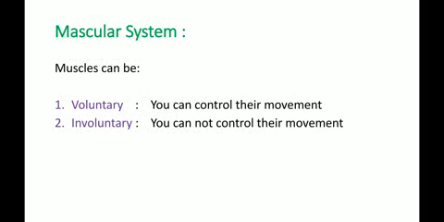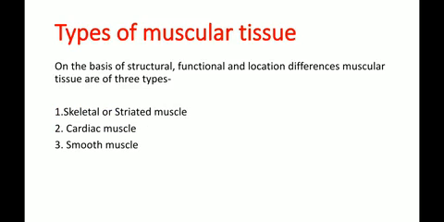Now the muscular system. Muscles can be voluntary or involuntary. In the case of voluntary muscles you can control their movement, but in the case of involuntary muscles you cannot. Types of muscular tissue: on the basis of structural, functional and locational differences, muscular tissue is of mainly three types: skeletal or striated muscle, cardiac muscle, and smooth muscle.